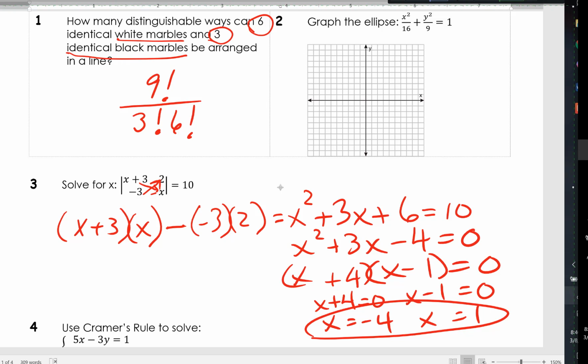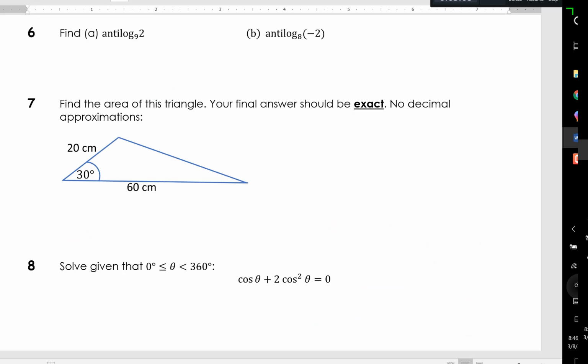So definitely, when you're solving a quadratic equation, get everything on one side and then factor it. If it's not factorable, use the quadratic formula. Do not complete the square. There's no reason for that.